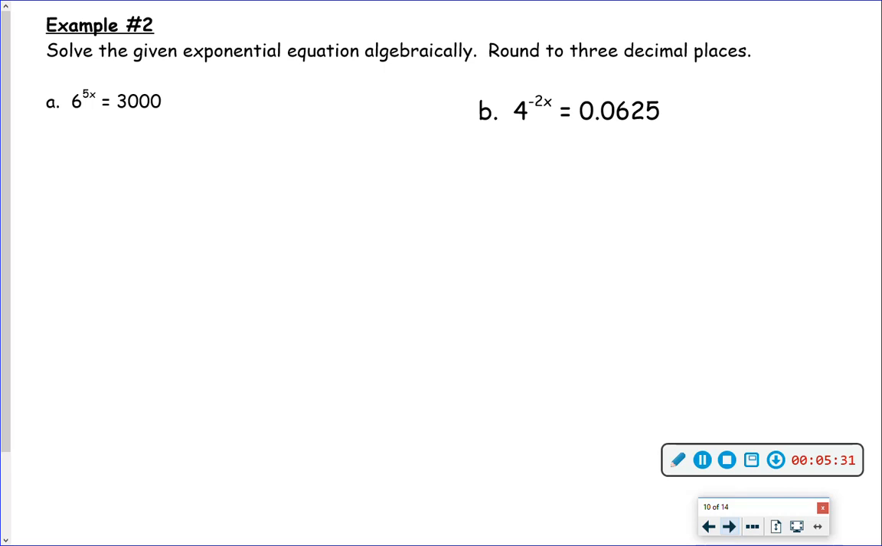All right, here we go. Solve the given exponential equation. Round to 3 decimal places. So there's a big hint. We're going to have to be using your calculators on this. Now, I cannot write 3,000 as 6 to some power. So what I'm going to do, put it in logarithmic form. Log base 6 of 3,000 equals our exponent. And then, of course, to get x by itself, we're going to divide each side by 5, not x. I can't write and talk at the same time. You guys know that. Divide by 5.